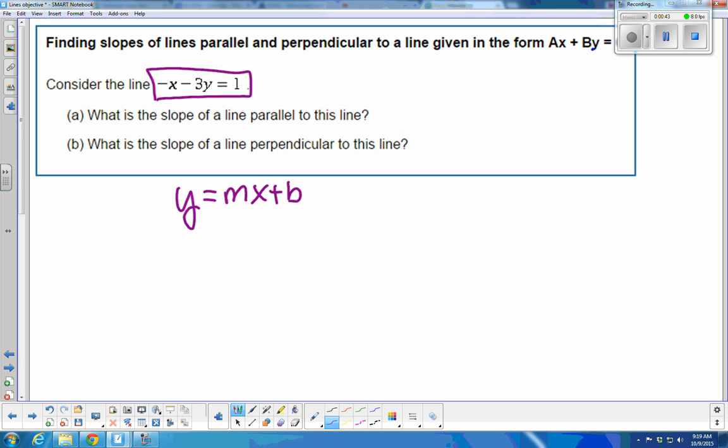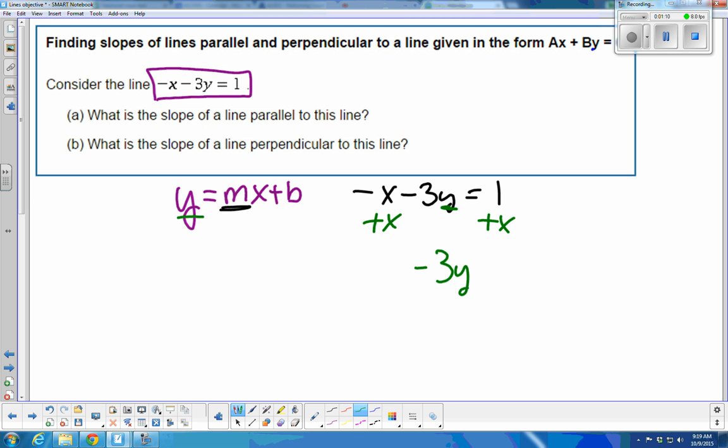Okay, so if you look at it, it's in standard form. It's not like that. So what I need to do is manipulate this equation right here into y equals mx plus b, and I'll be able to find m, which is what I'm looking for. So the first thing I might want to do is get the y by itself, because that's what I'm trying to do, get this guy right here by himself. So the first thing I'm going to do, I'm going to add x to both sides, so plus x, plus x. It gives me negative 3y equals x plus 1, okay?